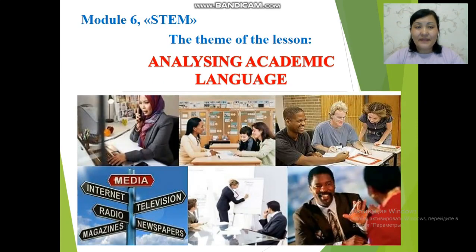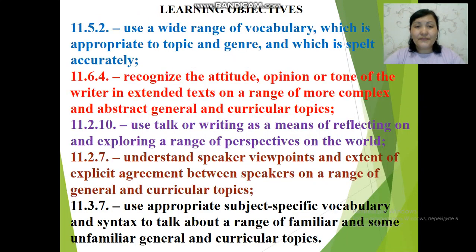Now, let's start. Module 6, STEM. The theme of the lesson is Analyzing Academic Language. The learning objectives of this lesson are to use a wide range of vocabulary which is appropriate to topic and genre and which is spelled accurately, and to recognize the attitude, opinion, or tone of the writer in extended text on a range of more complex and abstract general and curricular topics.